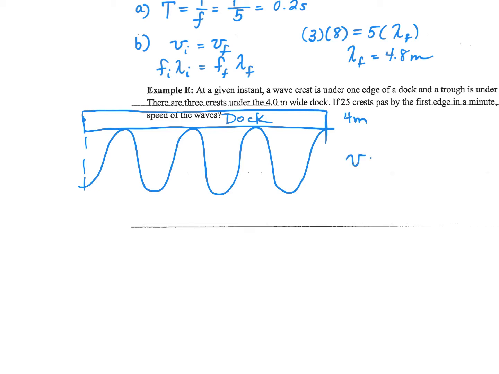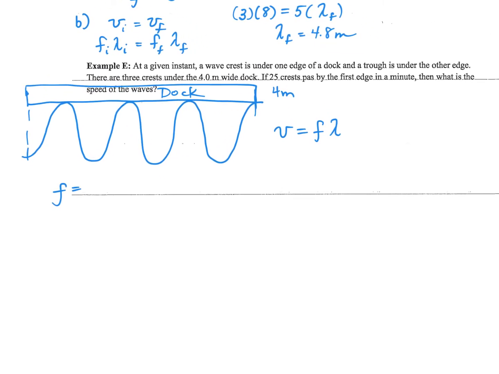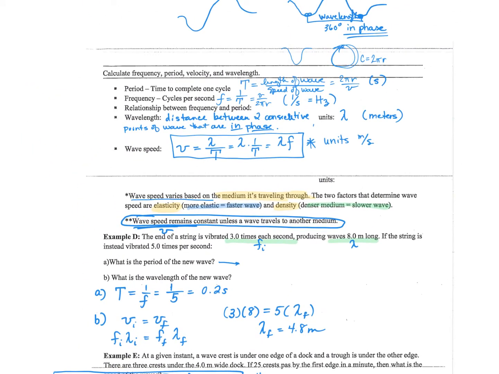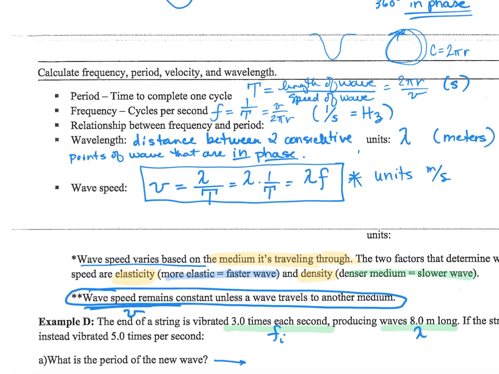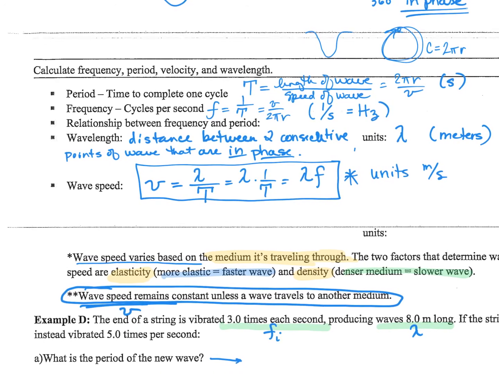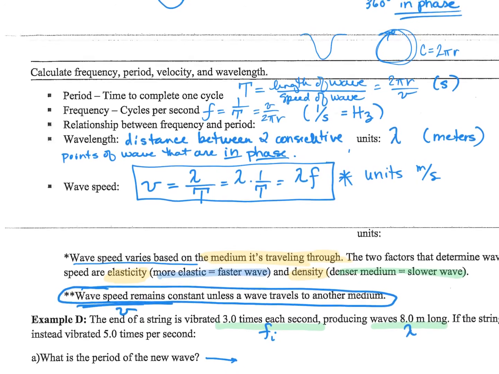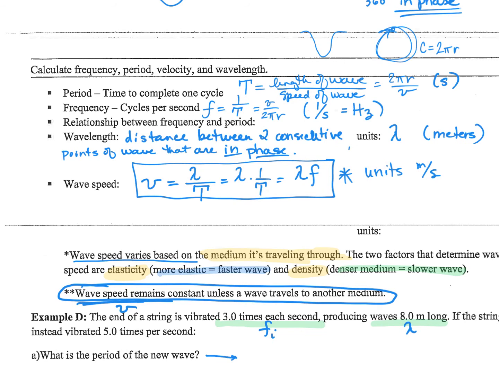So speed is defined as the frequency times the wavelength, isn't it? So we've got to find the wavelength and we've got to find the frequency. So how can we find the frequency? Frequency is going to be defined as what? Here it is. Sorry, it was up here. Frequency is 1 over the period, and the period is the length of a wave divided by the speed of a wave, right?